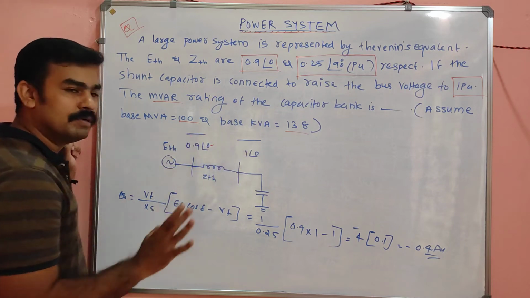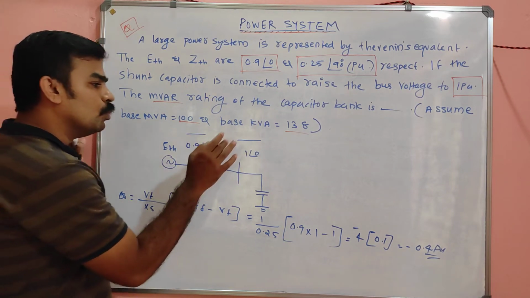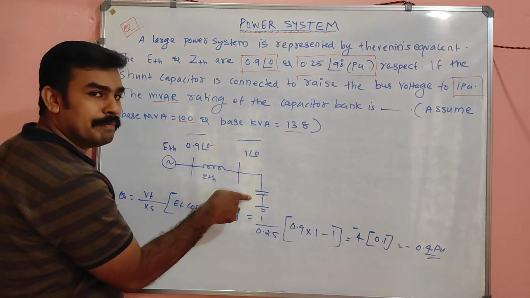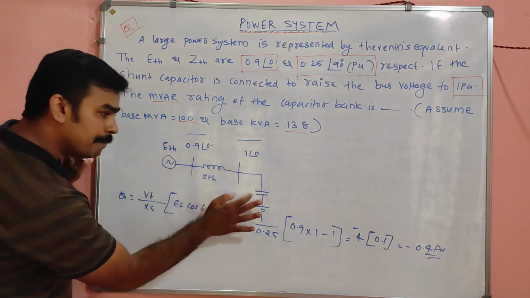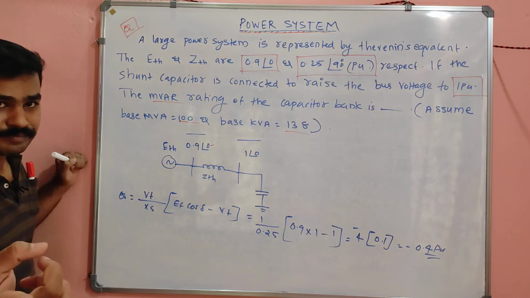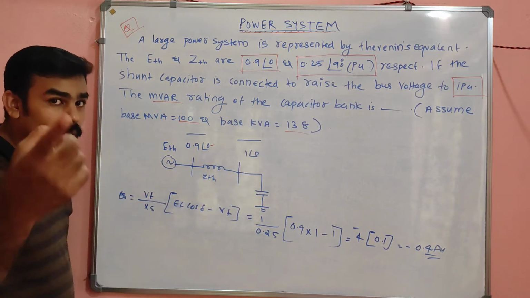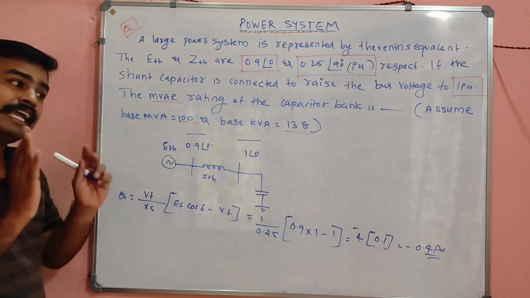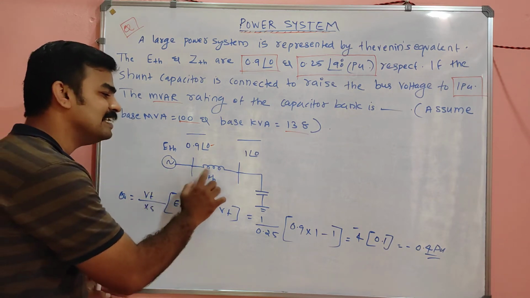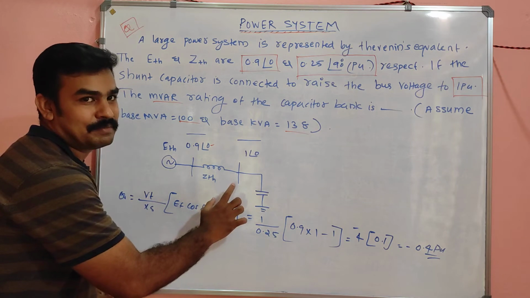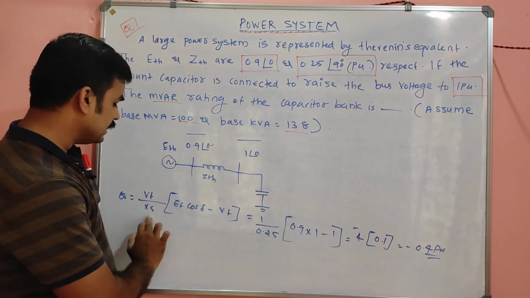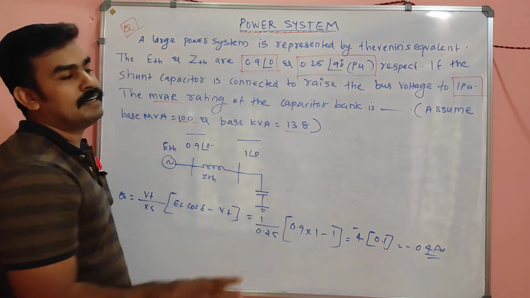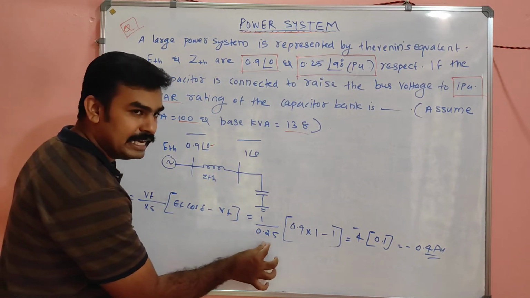Okay, and the terminal voltage 1 angle 0. And how can you reach this 1 angle 0? By adding a capacitor. So the capacitor should provide this much reactive power in phase opposition to the reactive power in the inductive effect. See, this is nothing but due to the inductive effect, because Z Thevenin is taken as 0.25 angle 90 degree now. So this is due to the inductive effect.